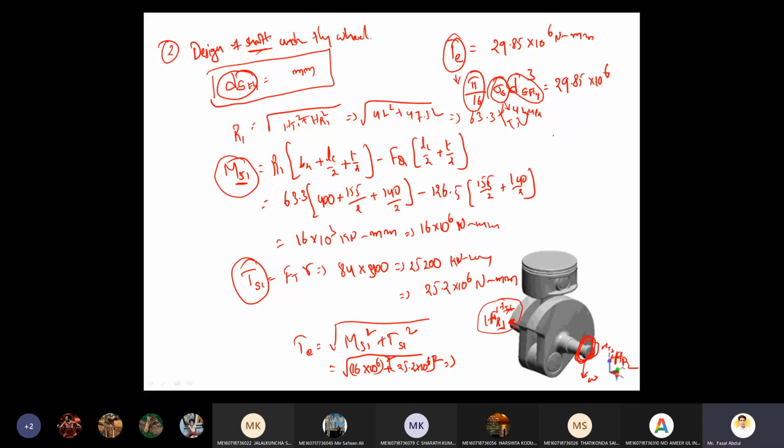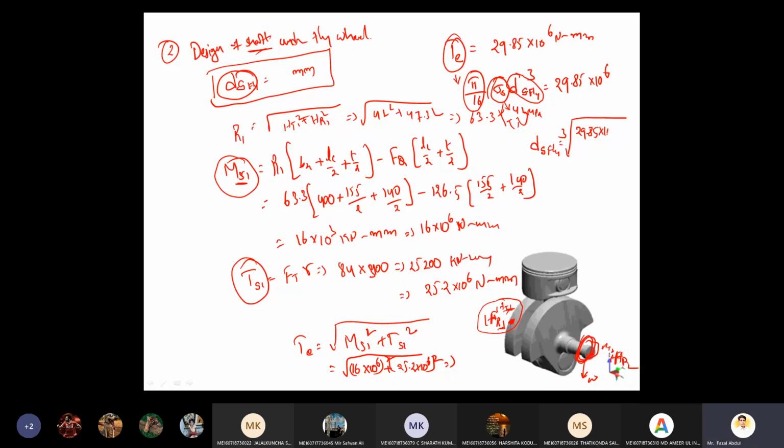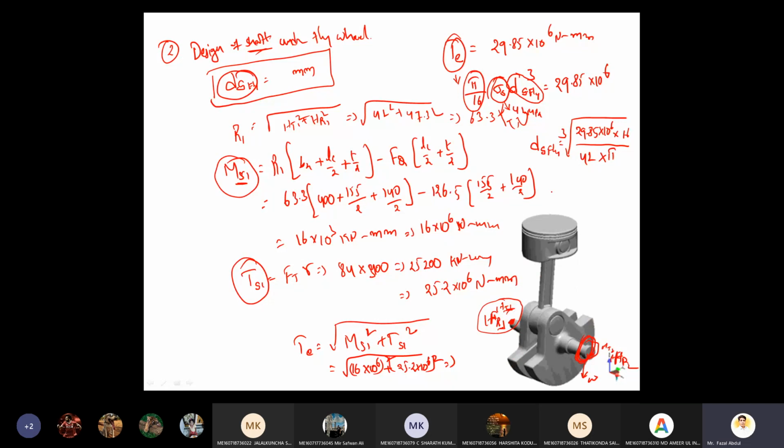So D flywheel, the size of the flywheel shaft, equals cube root of 29.85 into 10 to the power of 6 into 16 by 42 into pi. Now how much is this one? The diameter of the flywheel shaft.